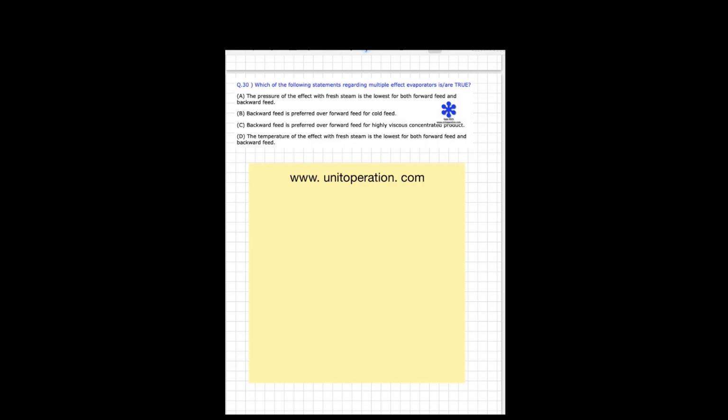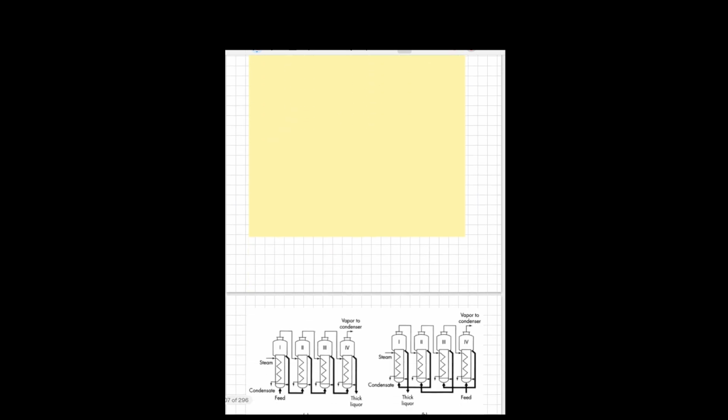Question number 30. Which of the following statements regarding multiple effect evaporator is or are true? So, this is probably a question of MSQ. First, let's look at the types of multiple effect evaporators.